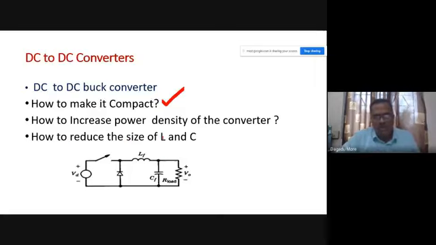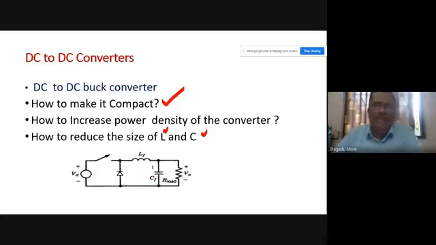We want to make it compact, which means we want to reduce these passive components L and C. And how to reduce L and C? One option available is to increase the switching frequency of the chopper. If you increase the switching frequency, definitely the values of LF and CF will be reduced. We can refer to any text. We are not giving the derivation of this, but these values depend upon the switching frequency of the chopper or the DC to DC converter.